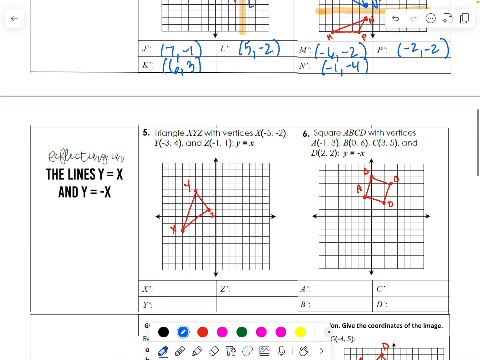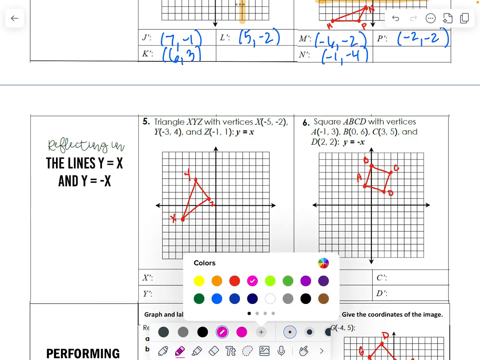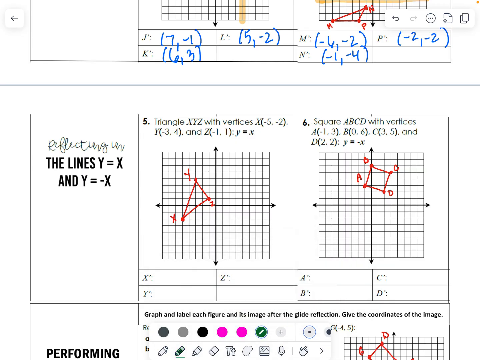Is it the same shape, but just maybe flipped, different orientation? All right, the next ones are a little bit more interesting. Okay, so I'm going to do this in a green pencil. For the first one, it's y equals x. That tells me it has a slope of 1 and a y-intercept of 0. So now I'm drawing this diagonal cutting through here. This is the line I'm trying to reflect over, that diagonal line.